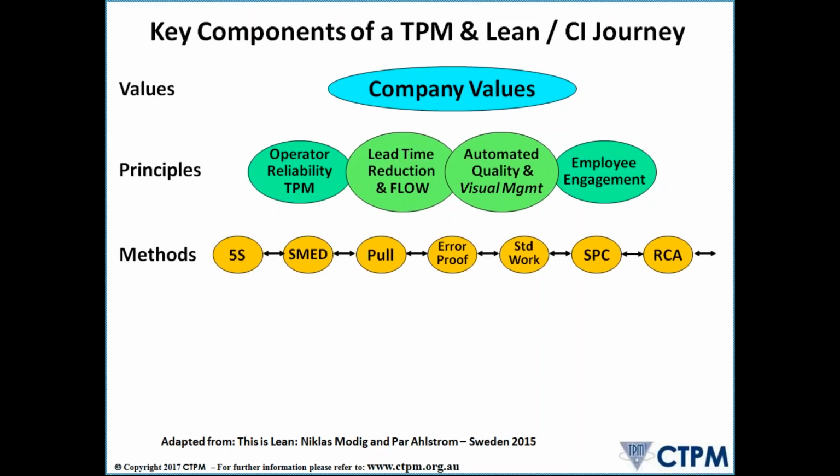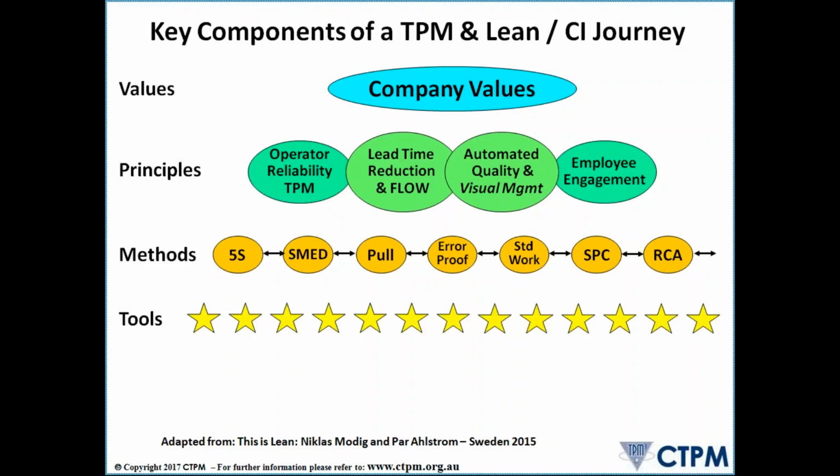Now, how do you get that thinking in an organisation? You have methods, and there are a lot of continuous improvement methods: 5S, single minute exchange of die, or set-up reduction, pull systems, error proofing, standard work, statistical process control, root cause analysis. There are many, many methods out there that we can apply, and underneath those methods are the different tools we use. It might be 5S audits, it might be A3 summary sheets for doing a root cause analysis, it might be standardized worksheets, etc. There are a lot of tools which we need to help get the methods to work.